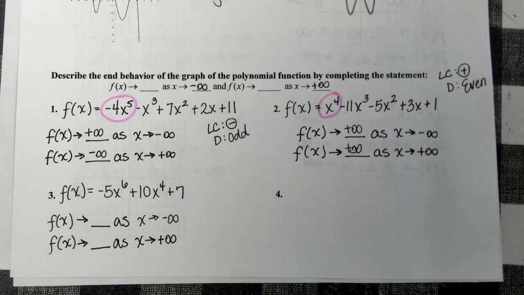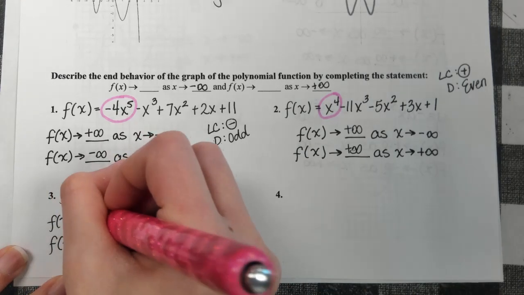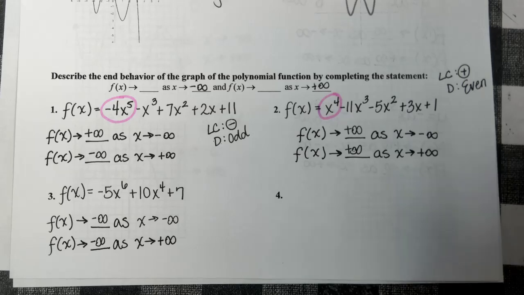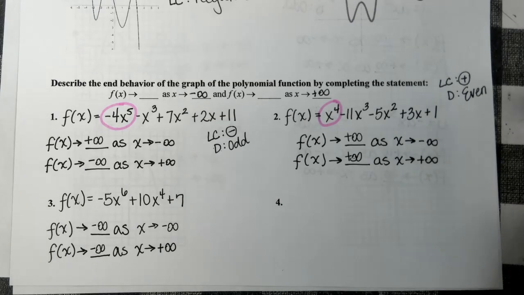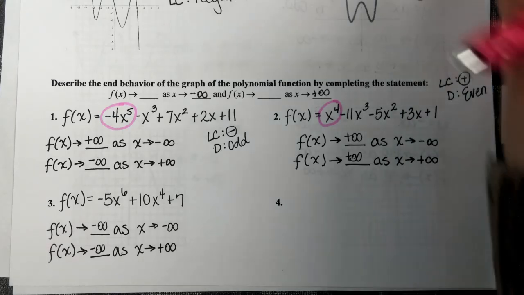Okay, what do you get? Both negative infinity. Why? Because your leading coefficient is negative and it's even. So even means they're the same. How do we do? Good. Do we understand the concept? Can we not do example 4? Fantastic.